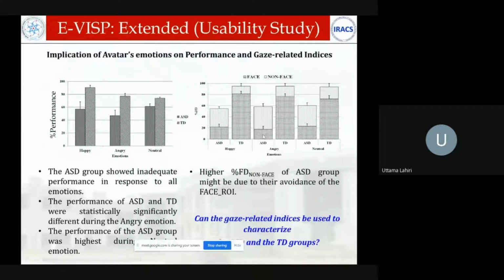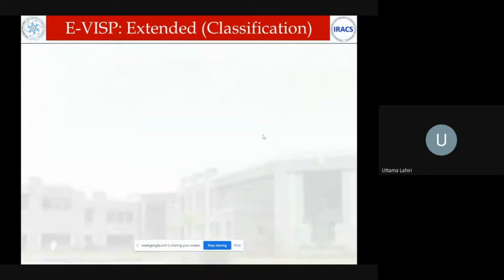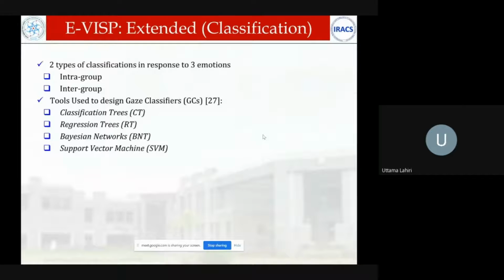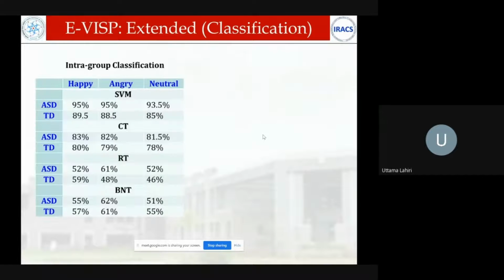That is sort of a diagnostic tool. For this, we tried to use different classification techniques. For example, we were interested in intragroup, that is within children with autism and within the typically developing children. We used different types of gaze classifiers: classification trees, regression trees, network-based, and support vector machine. And the features used were the fixation duration, the counts, and the average fixation duration towards the face and the non-face regions. And the results were very interesting.